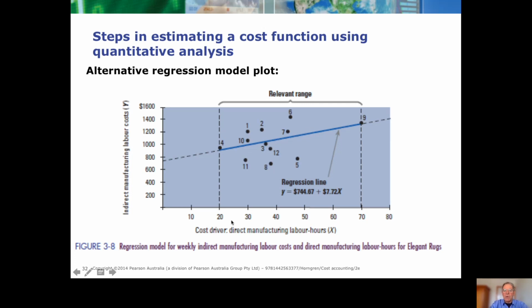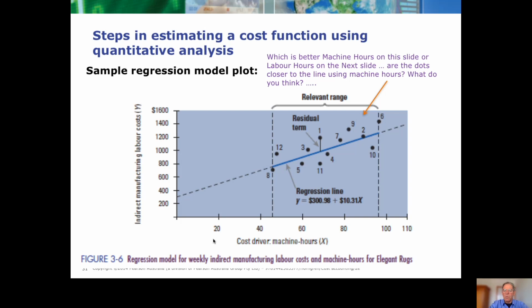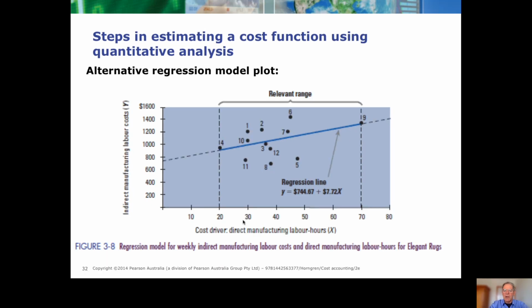Before we do the math, just let your eyes see if you can pick it. What you're trying to find is which dots are closer to the line. Is it machine hours here? Are the dots closer to the line here, or is it here, labor hours? Which one? Because we're going to come up with a different fixed cost and a different variable cost.